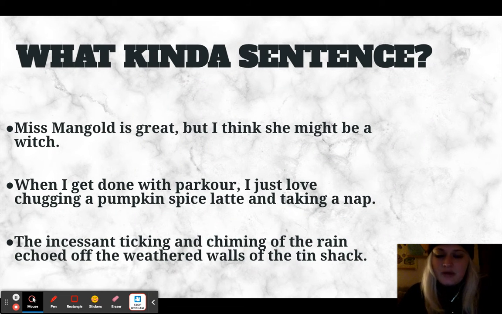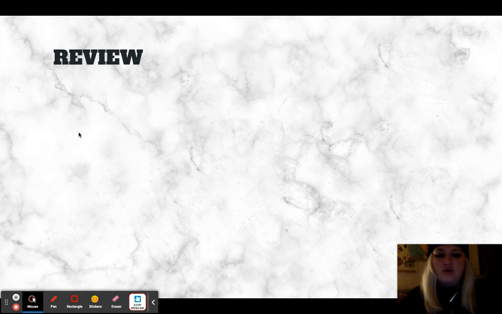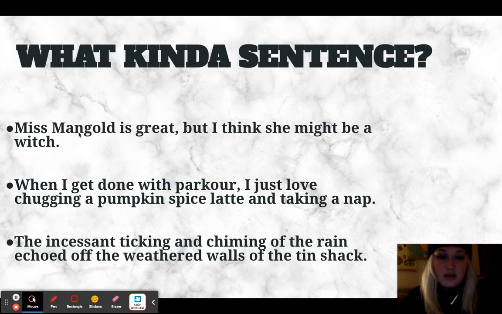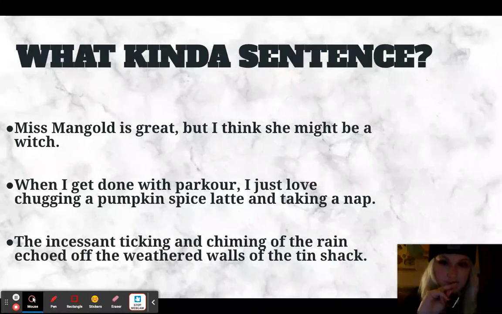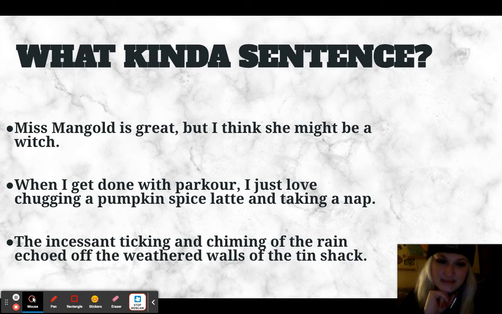Let's try it. First one. This one right here. This is going to be a, did you guess it? It is a compound sentence. Compound. Because Miss Mangold is great. Thank you. Independent clause. Miss Mangold is. Okay. The second one is also an independent clause, I think. There's your subject and verb, and then it's a complete thought. I think she might be a witch. I am. So, compound.